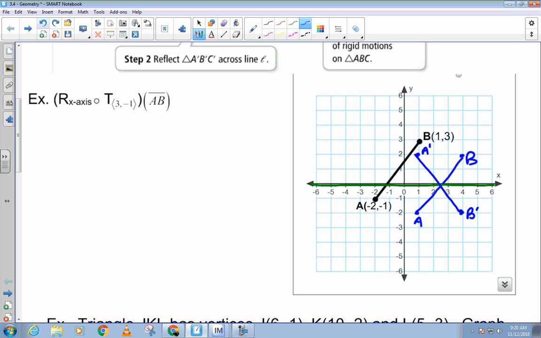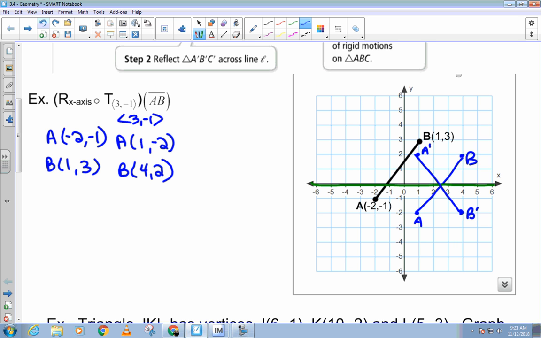Okay? Now, I could have used the points. My A was at -2, 1, and my B was at 1, 3. So if I do the vector 3, -1, that means I add 3 to the x and subtract 1 from the y. So then my new A would have been 1, -2, and my new B would have been 4, 2.